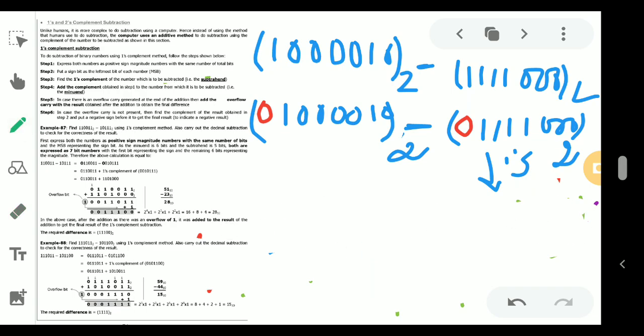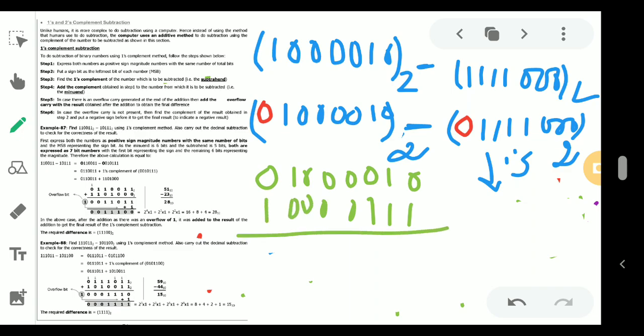Ones complement is done. Now I am adding. The ones complement of the number is 1 1 1 0 0 0 0 1. Now I am adding 1 1 1 1 0, and the addition result is 1 0 1 1 0 0 1 1. Here you can see there is no carry generated.